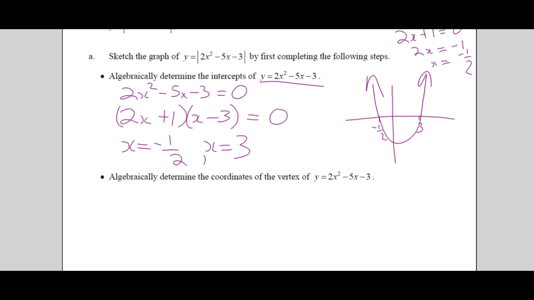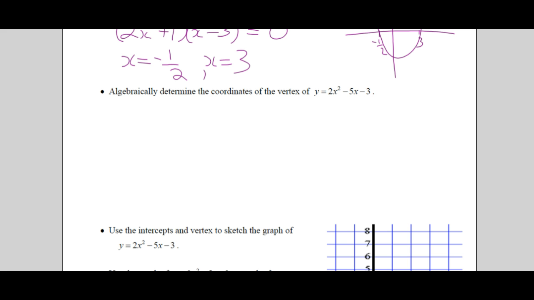It's not 9/4. Wait, they're 3.5 apart. What's half of 3.5? 1.75. Right? Oh, it's 1 1/4. 5/4. 5/4. Okay. All right. How do we algebraically determine it? We complete the square. So we go 2x squared minus 5 halves x minus 3.